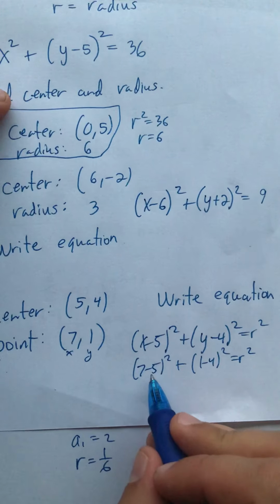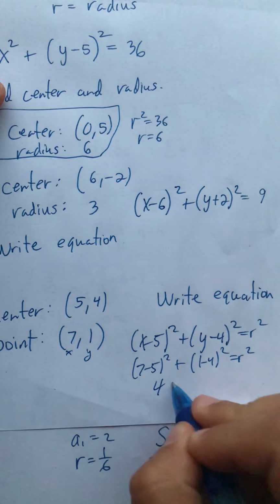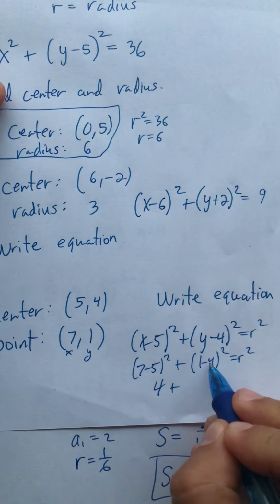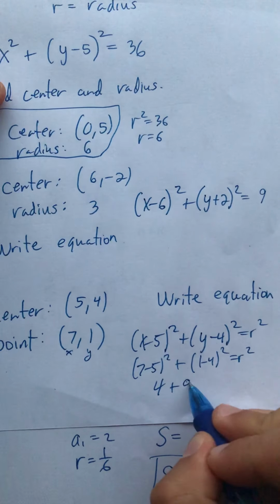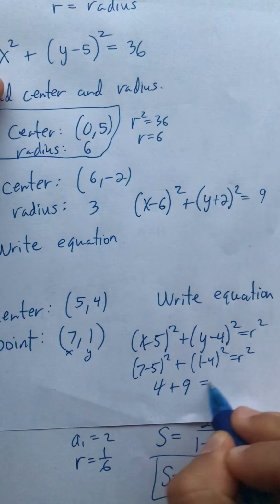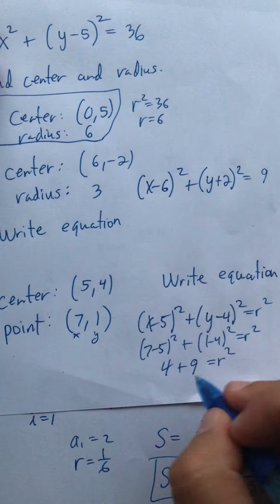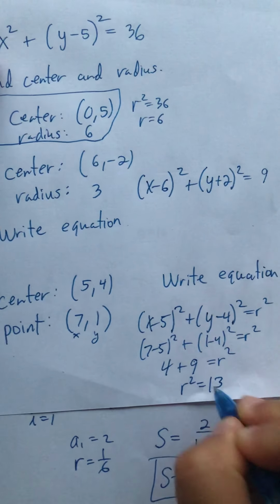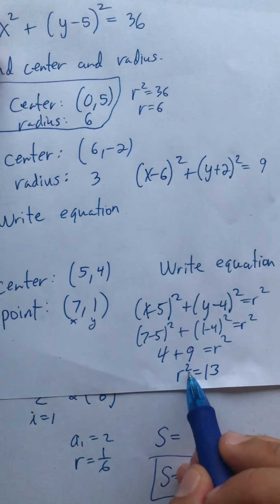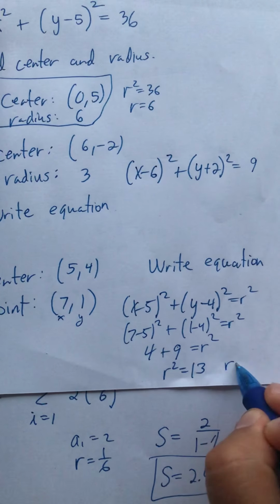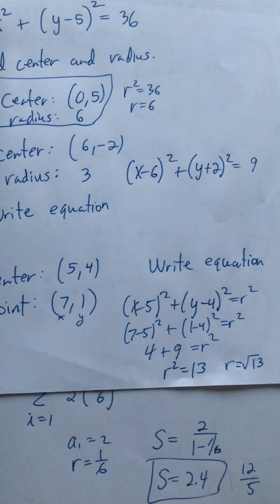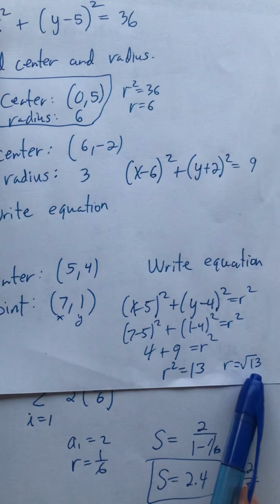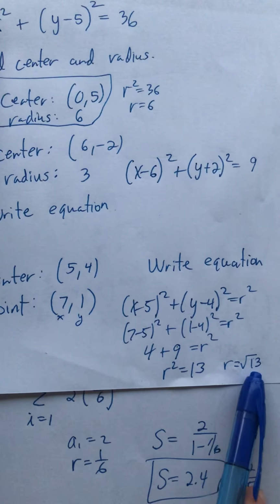Well, 7 minus 5 is 2. 2 squared is 4. 1 minus 4 is negative 3. Negative 3 squared is 9. So 4 plus 9 is r squared. So r squared is 13. The radius squared is 13. That means my radius is actually the square root of 13. The radius is not a whole number. The radius is this irrational number, radical 13.